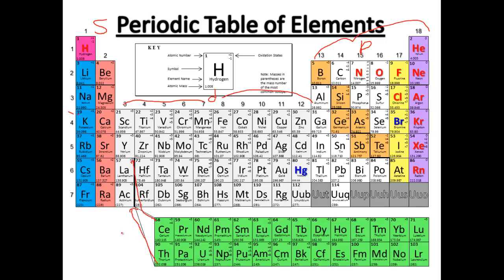Now, the F block was n minus 2, and the D block was n minus 1, where n was our energy level, which is the period. So energy level 1, 2, 3, 4, 5, 6, 7.